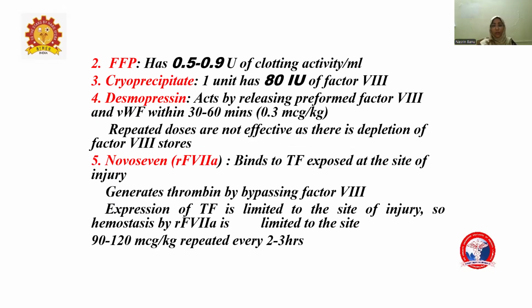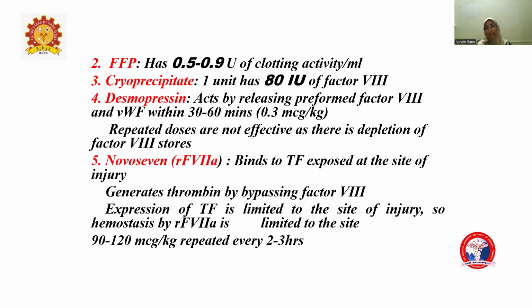FFP has 0.5 to 0.9 unit of clotting activity per ml, and so should cryoprecipitate. One unit has 80 international units of factor 8. Desmopressin acts by releasing the preformed factor 8, and 1 microgram per kilogram is given within 30 to 60 minutes.